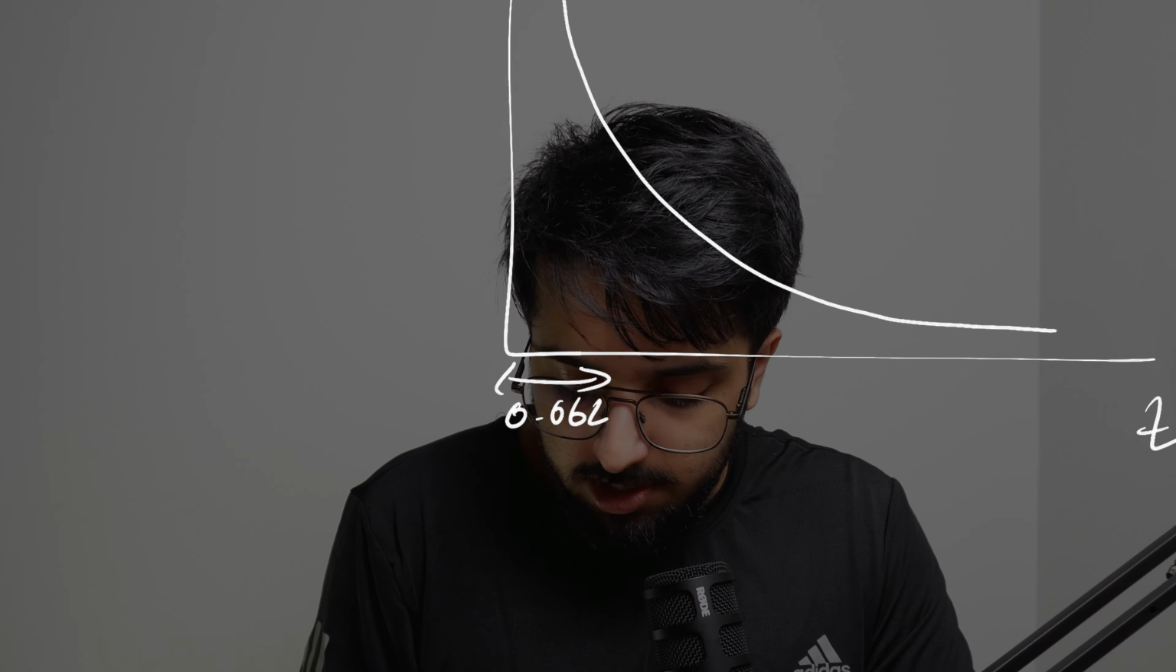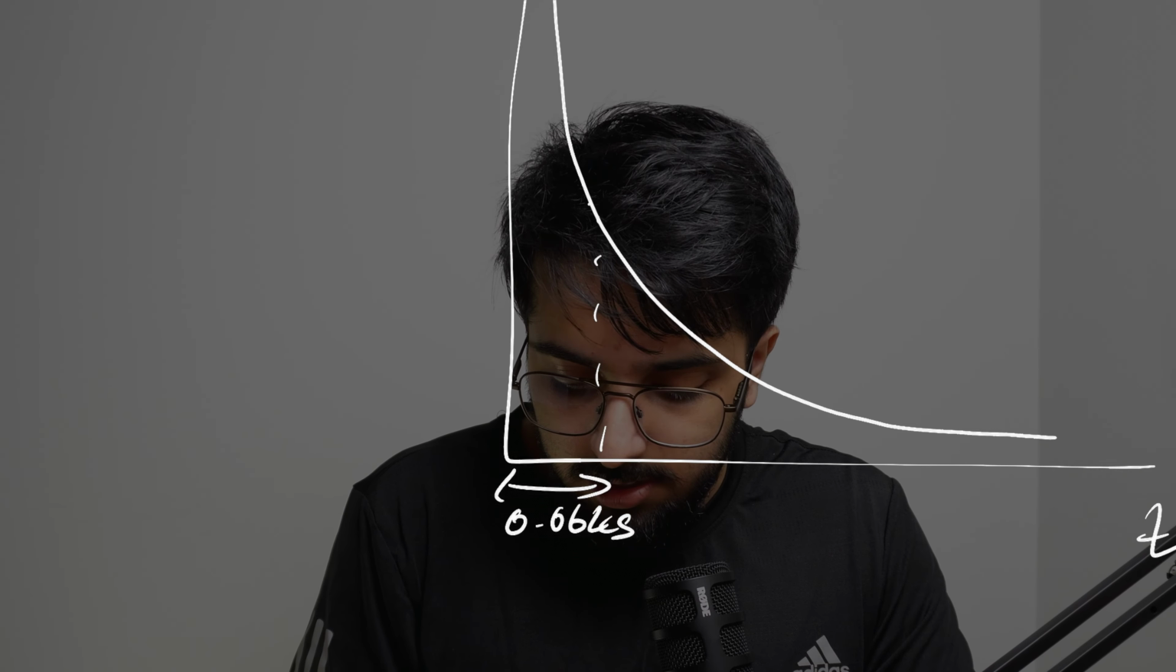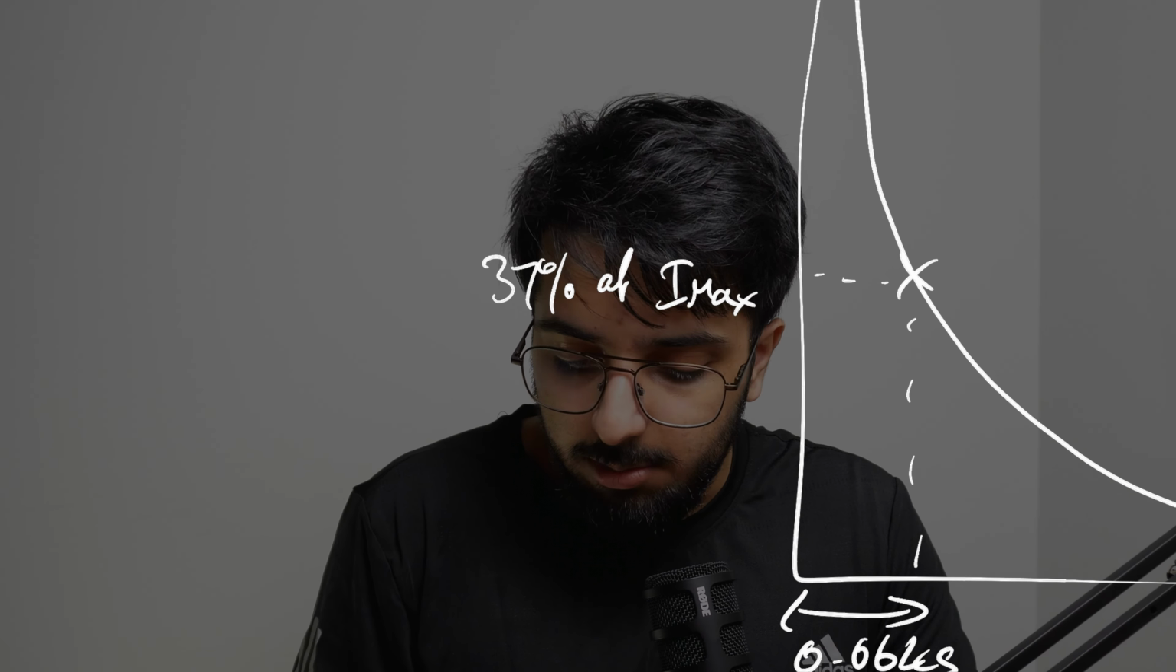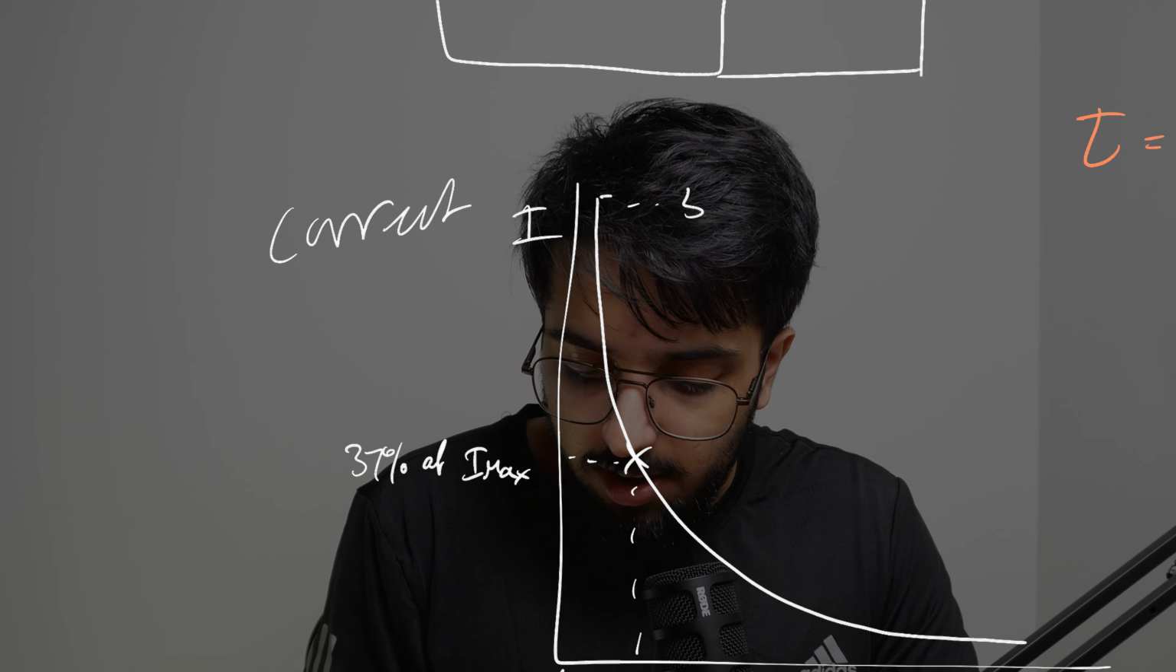And once more, we're going to have our time constant of 0.064 seconds. And this is the time it takes for the current to drop to 37% of Imax, okay? And remember, Imax was 5 amps.